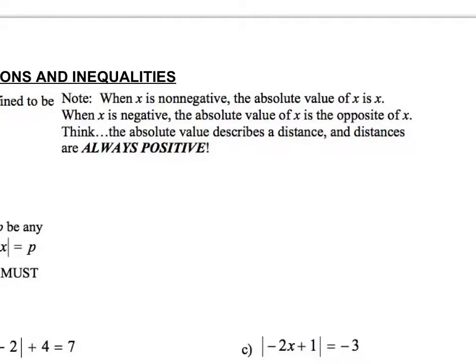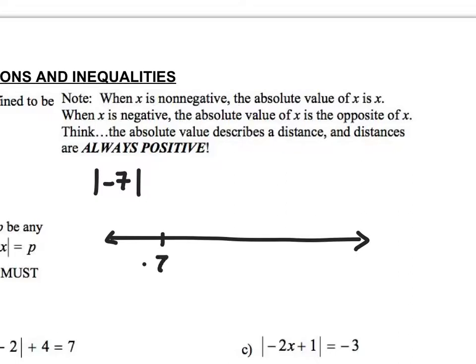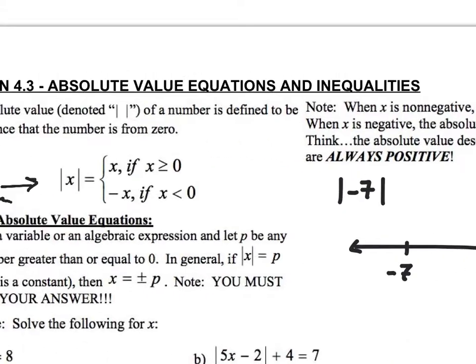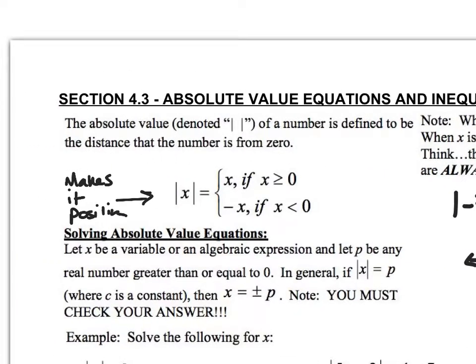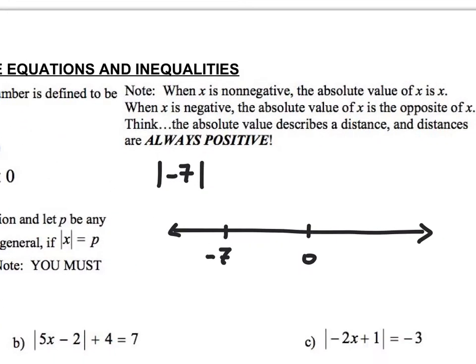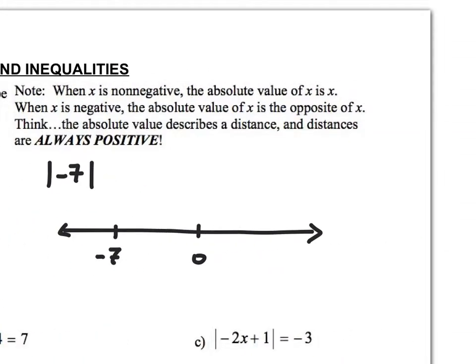Here's the graphical approach. Let's say that we wanted to find the absolute value of -7. On a number line, I would locate -7 and I would also locate 0, because remember what absolute value means. It's defined to be the distance that number is from 0. So the distance between -7 and 0 is going to be a distance of 7.